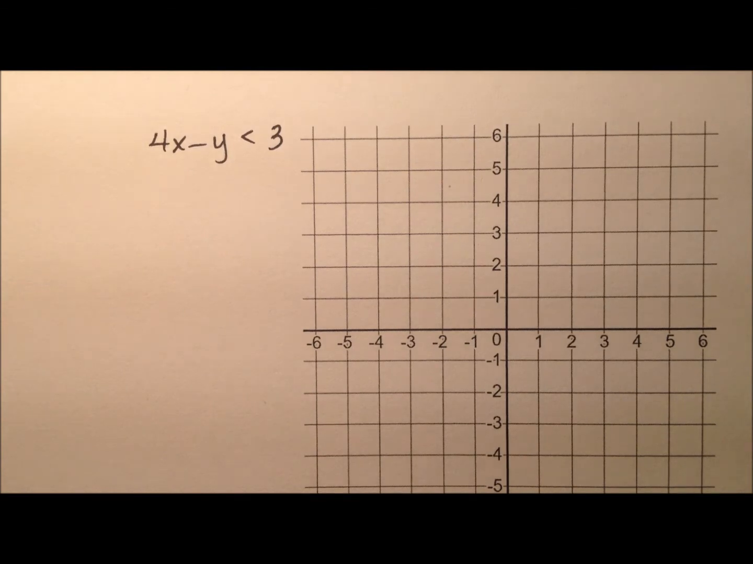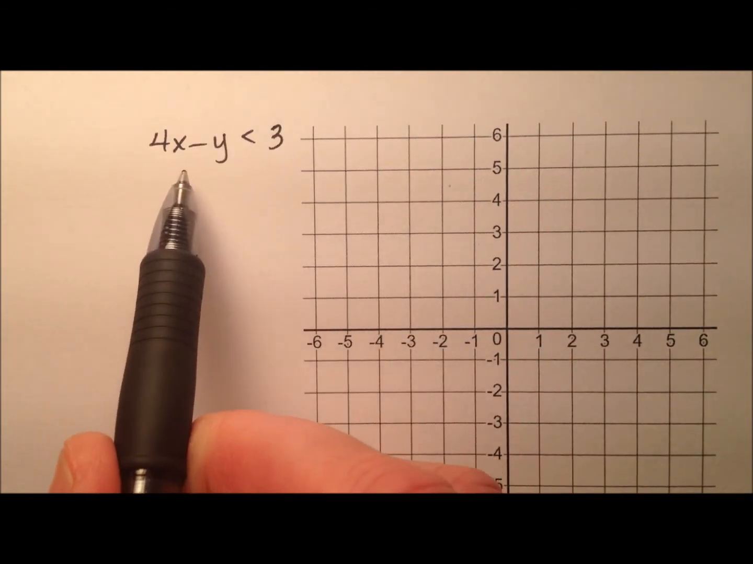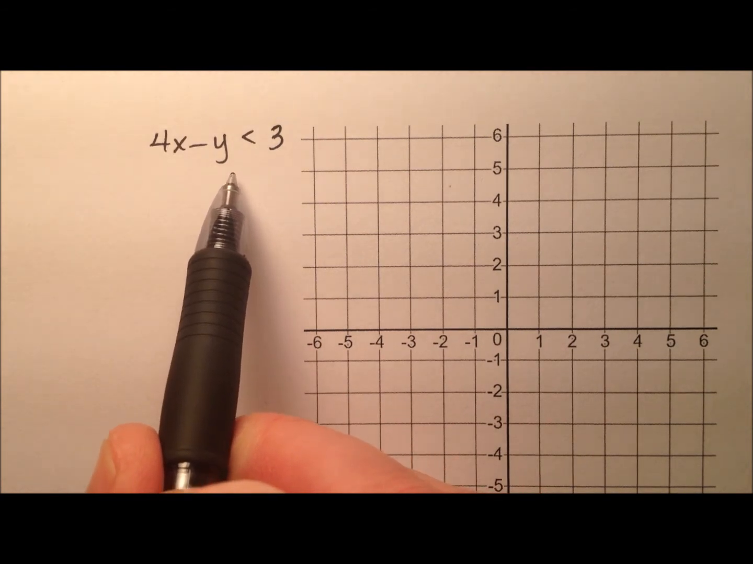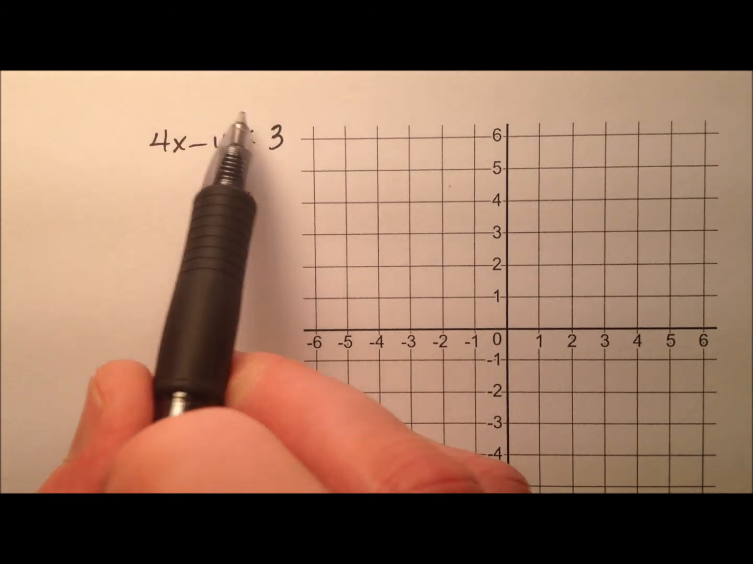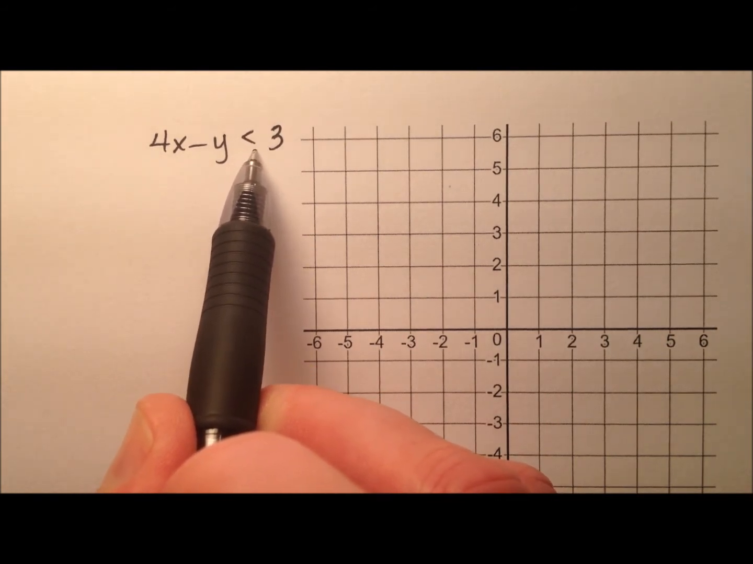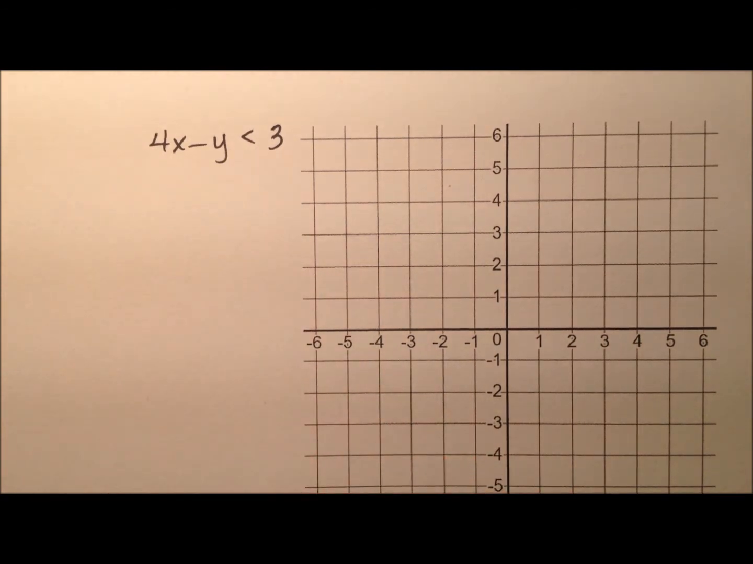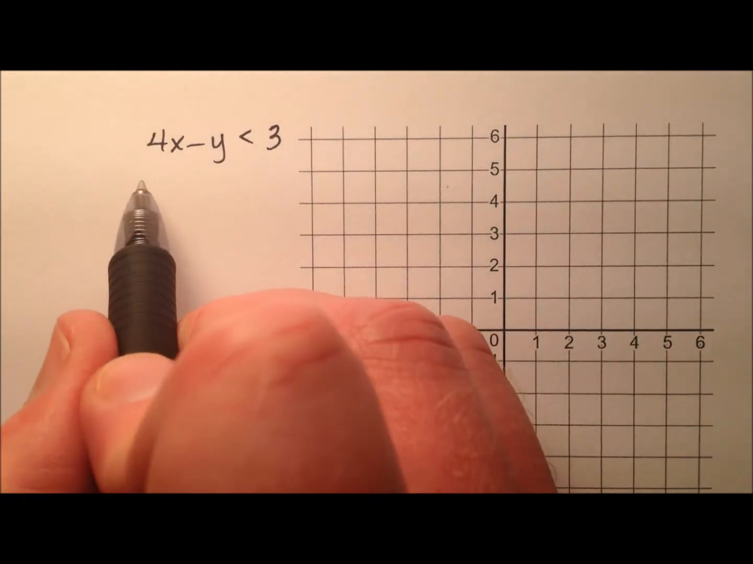So there's a couple of things different here about this example than the first example. It's written in standard form instead of slope-intercept form. So if we want to grab our slope and y-intercept, we'll have to rearrange this. This is actually less than instead of less than or equal to, so that'll be different. So let's go ahead and rearrange our terms and write this in slope-intercept form.